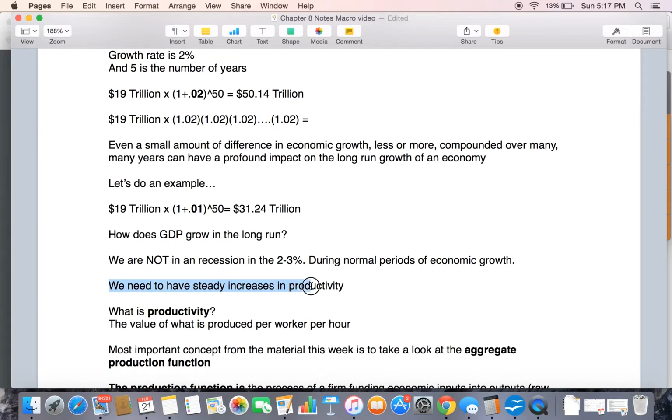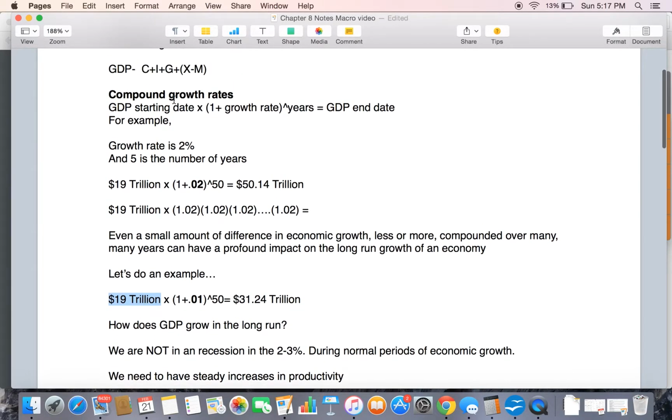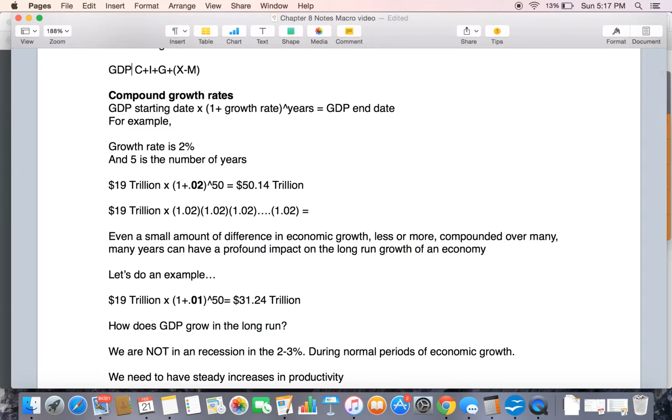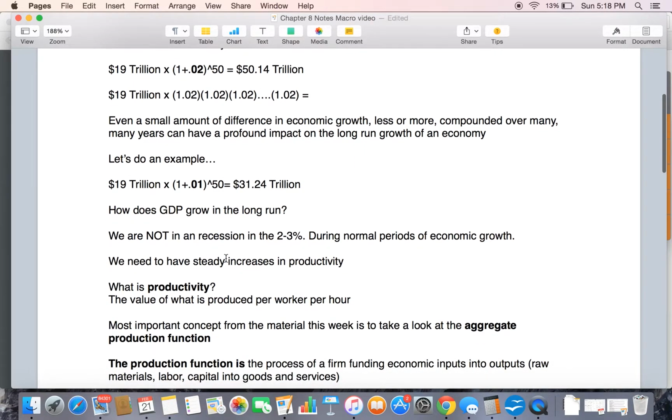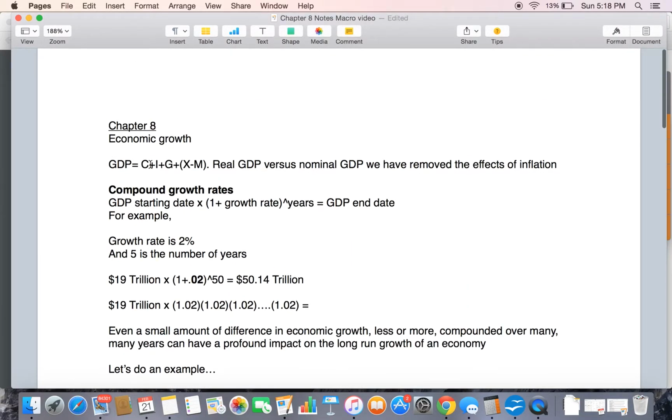One thing that we have to think about is, well, why do we experience economic growth? Why does GDP increase? Why is the total value, and again, we can look at real GDP versus nominal GDP, right? And we know that when we're looking at real GDP versus nominal GDP, we have removed the effects of inflation. So once we remove those effects of inflation, why do we see increases in the production of consumer goods and investment goods and things the government's spending money on and net exports?